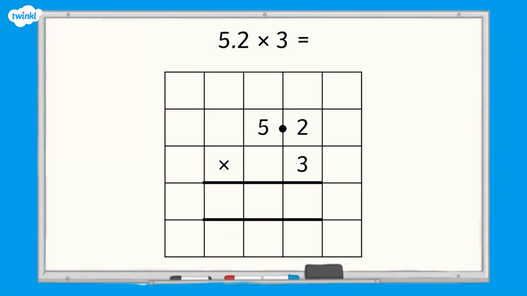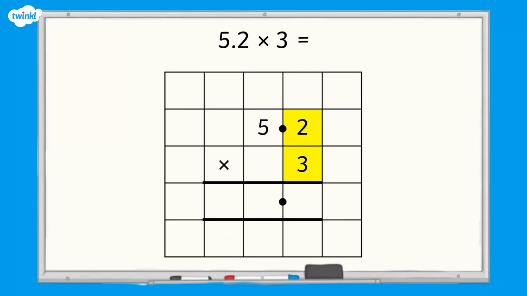5.2 multiplied by 3. We set it out in the same way we set out short multiplication calculations with just integers. We can put the decimal point in place for the answer. Just line it up with the other decimal point in the multiplicand. We then work through the calculation using the short multiplication method.